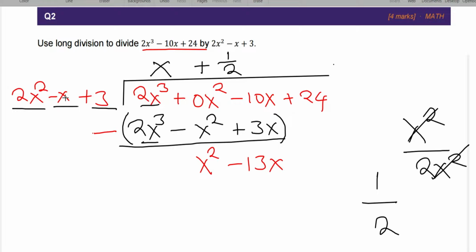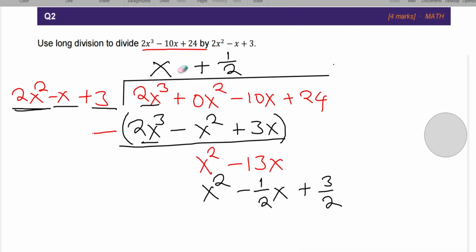That plus half, if we multiply back with the 2x squared, gives us back the x squared. Then the half multiplied by the minus x, that would be minus half x. Then the half multiplied by the 3, that would be plus 3 over 2. Now you are exposed to fractions here, in long division. Interesting.